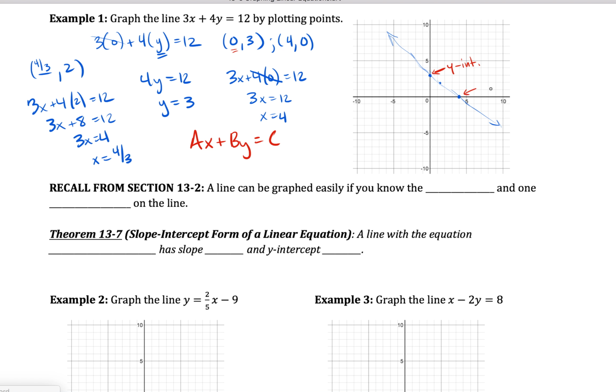Then I found the x-intercept, which was 4 comma 0. And again, the way I found the x-intercept is I put 0 in for y, which got rid of the 4y part, and it turned it into 3x equals 12. I solved that pretty easily and got x equals 4. So 4 for an x and 0 for a y. That was also a point on my line. And then just to make sure I hadn't made any mistakes, I found a third point, just to see if it lined up with the other two, and it did. So I connected them all, and there's my line.